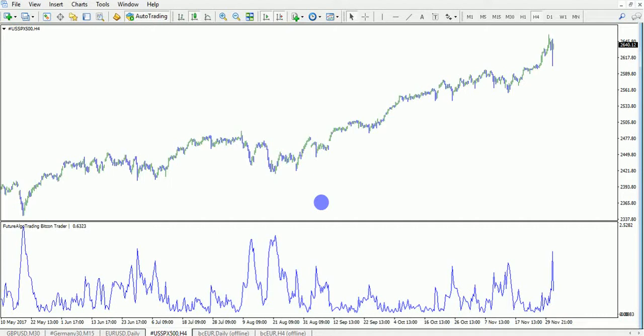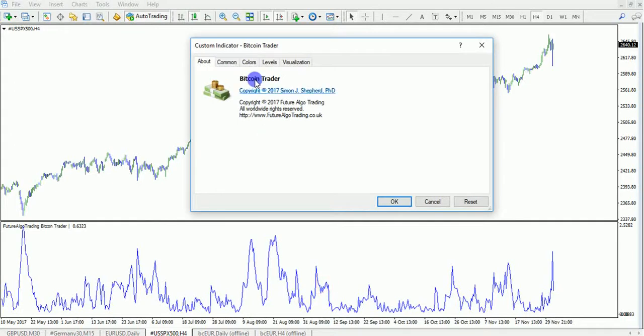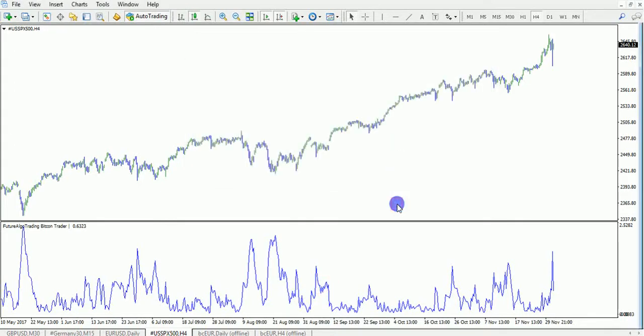So here, for example, we have the S&P 500 on a 4-hourly chart, and I've dropped on the Future Algo Trading Bitcoin Trader. This is just an indicator, sits in your indicators folder, and you already know how to load indicators onto your chart. So this is a very simple indicator to use. There is nothing whatever to adjust. It just sits on your chart the way it is.